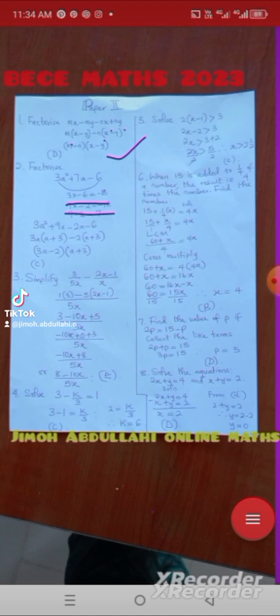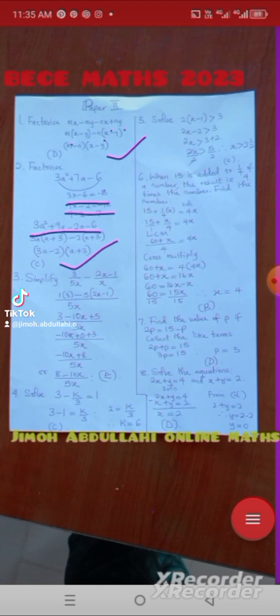So that by the time you substitute into the expression, you will have 3a squared plus 9a minus 2a minus 6. So factorize: 3 is common, a is also common, open bracket a plus 3. Then 2 is common here, minus 2, open bracket a plus 3. So by the time you open the bracket, you get the same answer. So the answer is C.